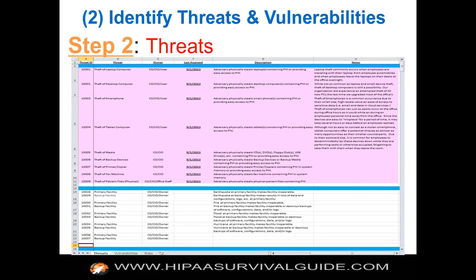And again, here's a list of threats and vulnerabilities. This is really simplified, just for an example: theft of a laptop, theft of a desktop, theft of a smartphone. You can go on and on with common sense threats that you know about.